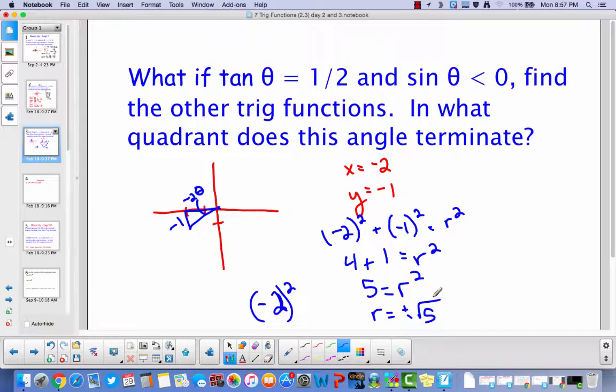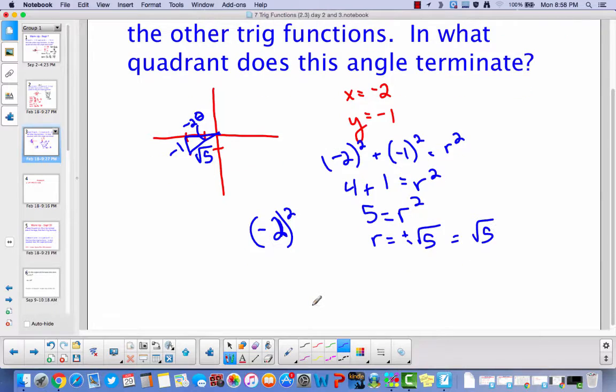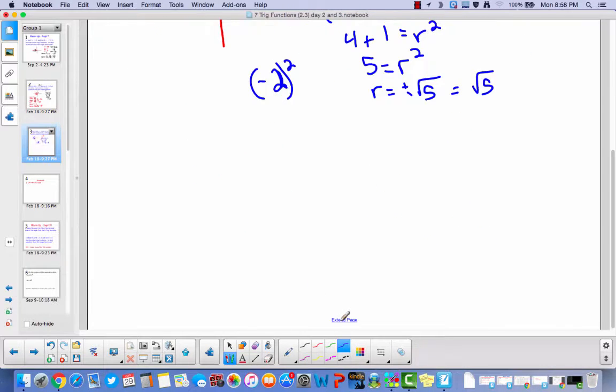Now, which value do we want? Would you talk to your side partner, please, for a minute about which value of those you want? Right. We want the positive value because our radius is always positive. So our radius is going to be the square root of 5. That is what we want. So now we know x, y, and r. Can we figure out what the other trig functions are? We should be able to, based on the fact that we know that sine of theta is y over r, but y was -1, and r was the square root of 5. If we rationalize that, we get the negative square root of 5 over 5.